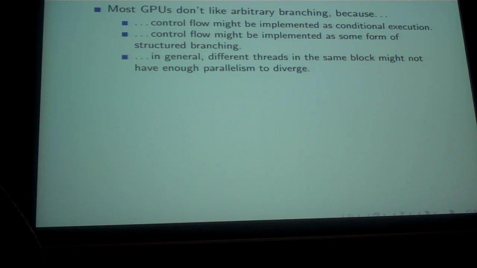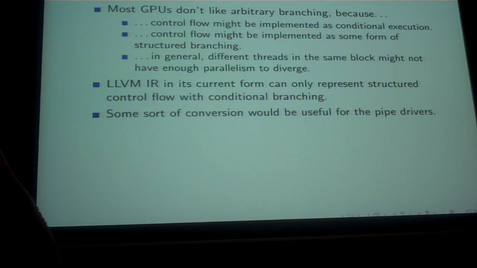In other cases, the hardware may not support arbitrary branching at all. So it's nice for the intermediate representation to be able to represent structured control flow as such, not as conditional logic. In the case of LLVM, all the control flow is always represented as conditional branching.